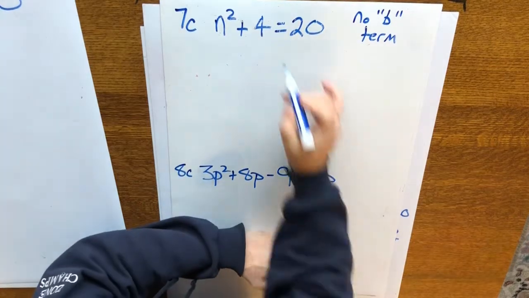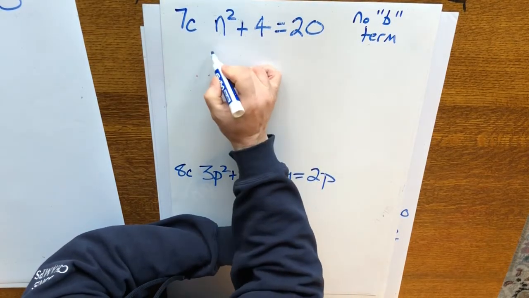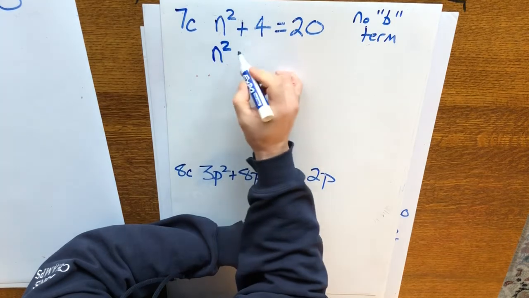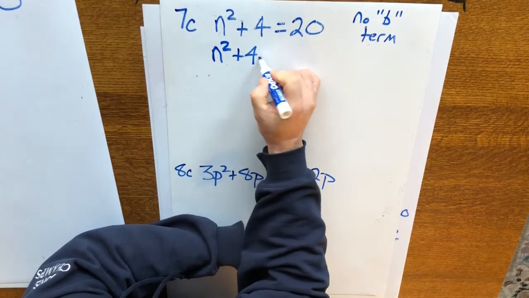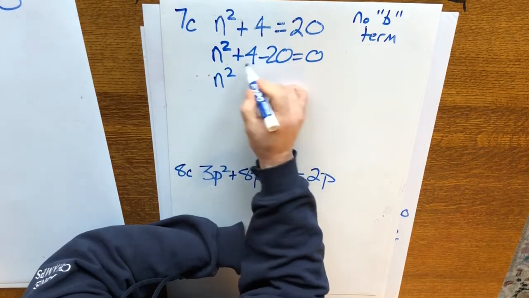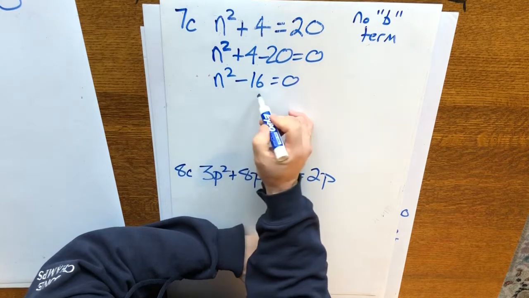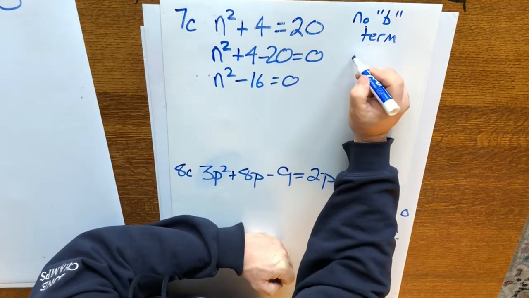The next question isn't set equal to 0, so you need to transpose the 20 to make it so. So you've got n squared plus 4 minus 20 equals 0. N squared minus 16 equals 0. In this quadratic equation, there's no b term.